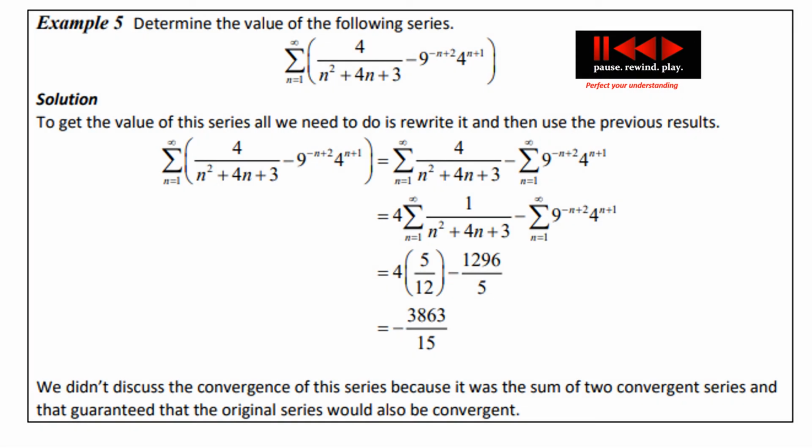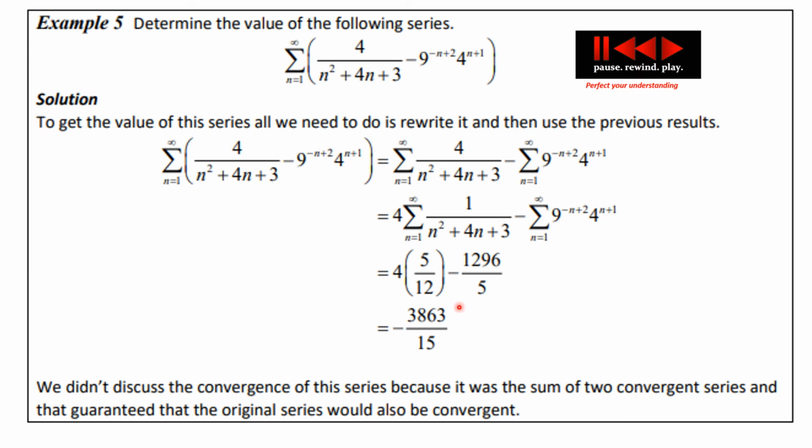So here's example 5. Again, this is a good example for you to make sure that you understand, maybe even practice when you're studying for the final exam. Here we're to determine the value of the series, which is the summation n equals 1 of 4/(n^2 + 4n + 3) minus 9^(-n+2)/4^(n+1). Well, these are series we've seen before, so we're going to write this series as those two series. I'm going to pull the 4 out, and then this is the series we studied before and got 5/12, and this is the series that we got 1296/5.